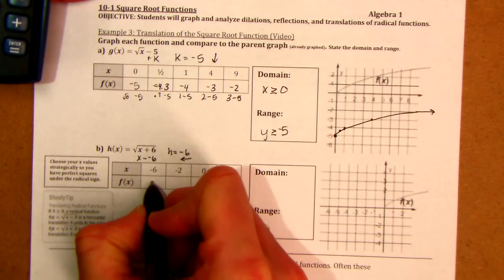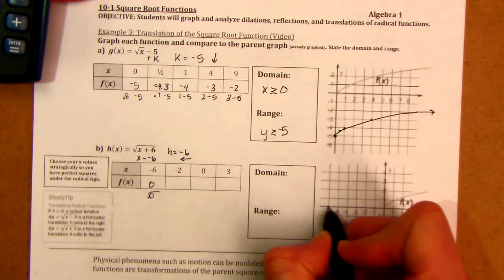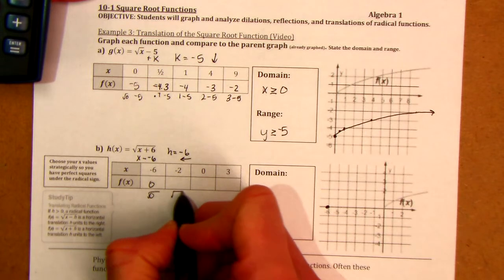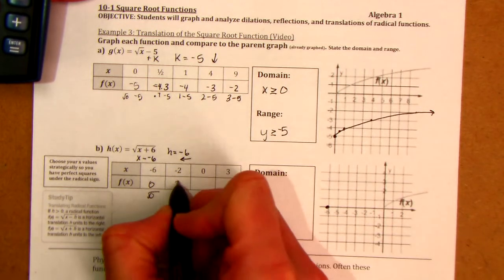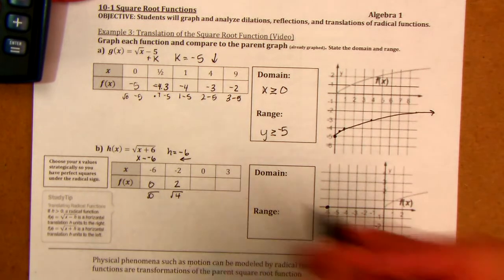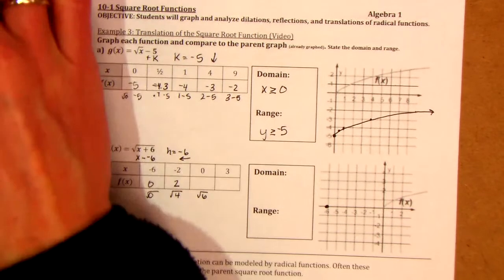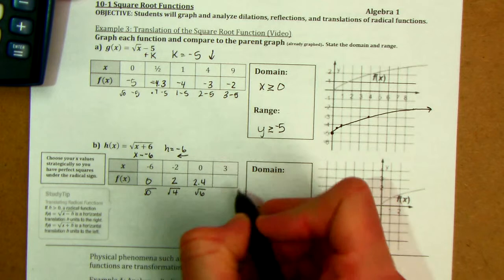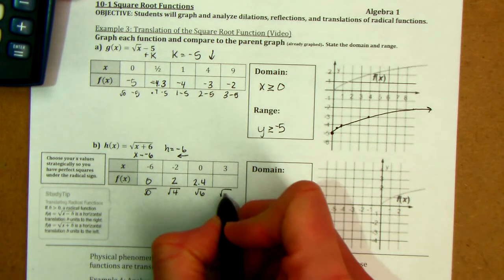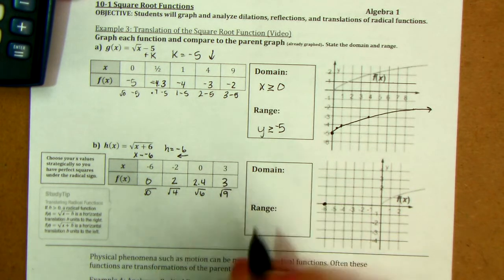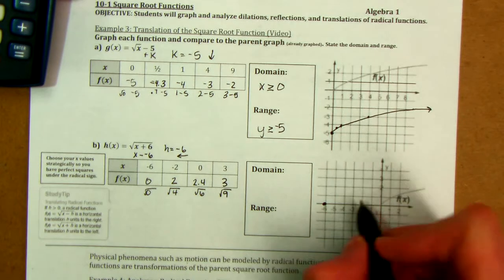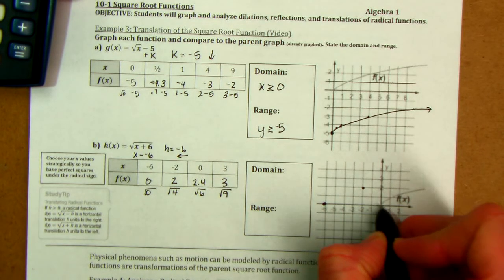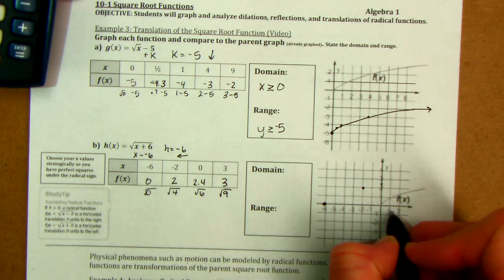Now put in negative 2. Negative 2 plus 6 is the square root of 4, which is 2. 0 plus 6 is the square root of 6, and I'm not super perfect on that, but it's going to be 2.4. And then square root of 9, which is 3. So here's my 0. Negative 2, 2. 0 is 2.4, and 3 is 3. And there you have your arc.